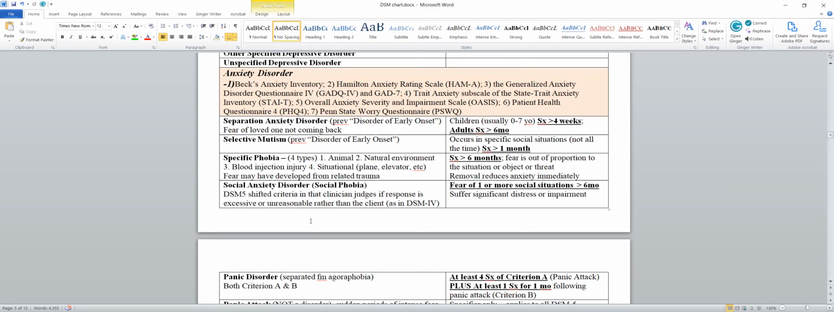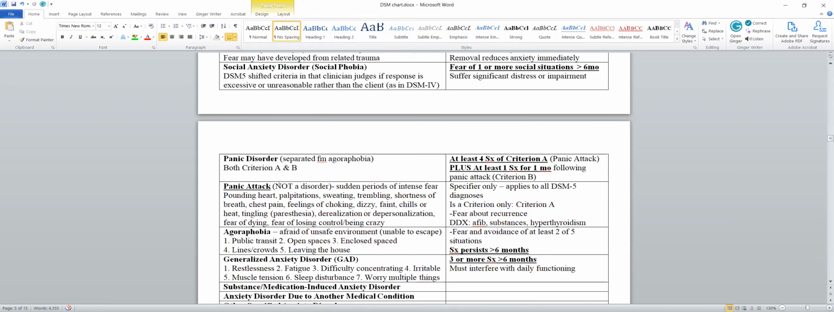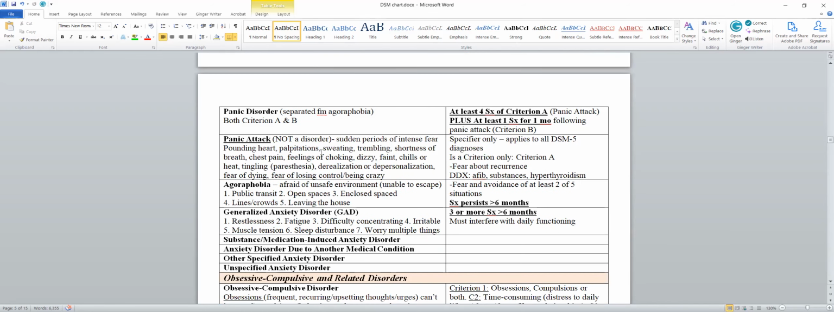The subcategories found under anxiety disorder include separation anxiety disorder, selective mutism, specific phobia, social anxiety disorder, also called social phobia, panic disorder, agoraphobia, generalized anxiety disorder, substance medication induced anxiety disorder, anxiety disorder due to another medical condition, other specified anxiety disorder, unspecified anxiety disorder.